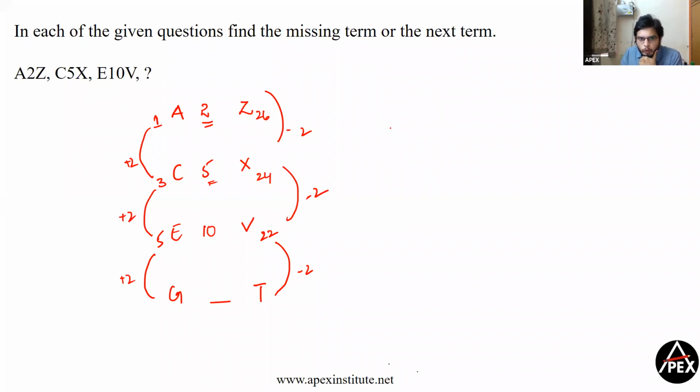Okay, so 2, 5 and 10 and dash. Any observations made? Perfect. So this is 1 square plus 1, this is 2 square plus 1, this is 3 square plus 1. So the next number should be 4 square plus 1.